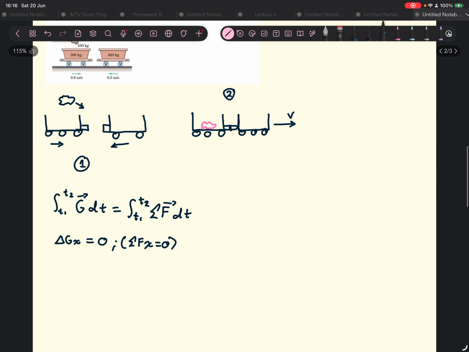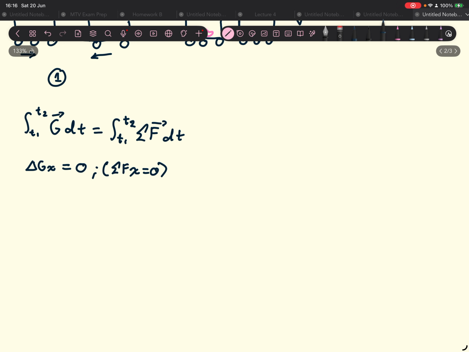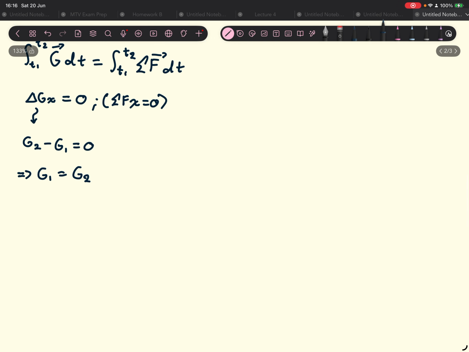Cool. Then what we need to do now is find G1 and G2. So this equation over here can be simplified to G2, which is our momentum at state 2, minus G1, which is our momentum at state 1, is equal to 0, which means that the momentum at state 1 is equal to the momentum at state 2.